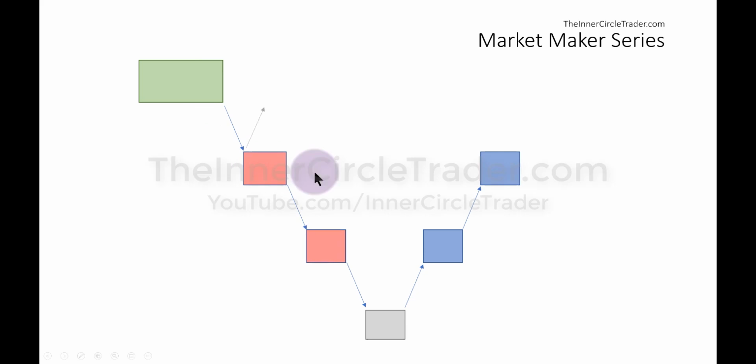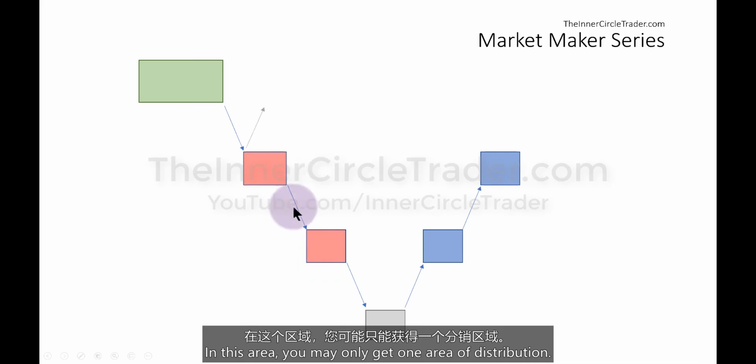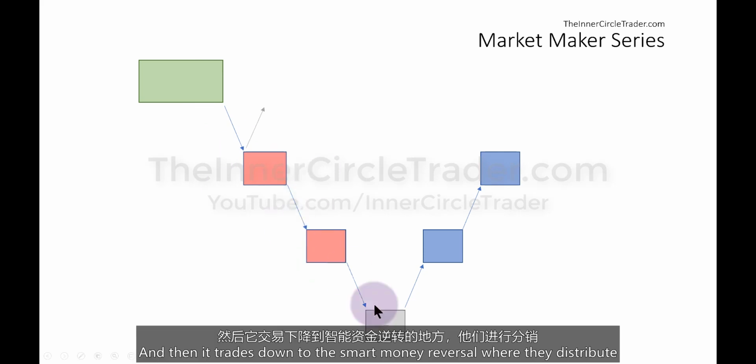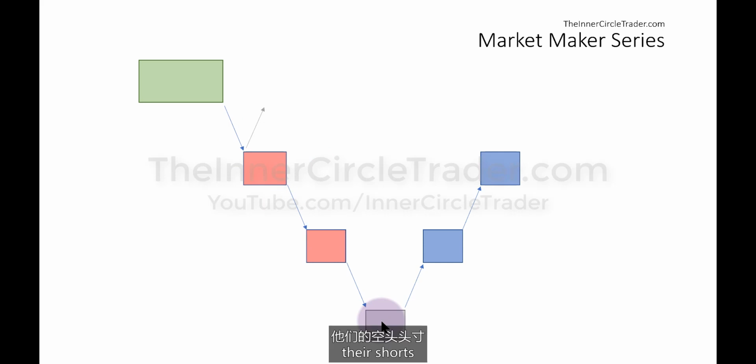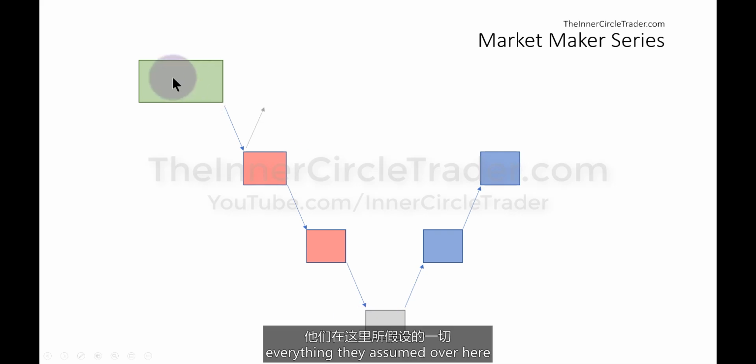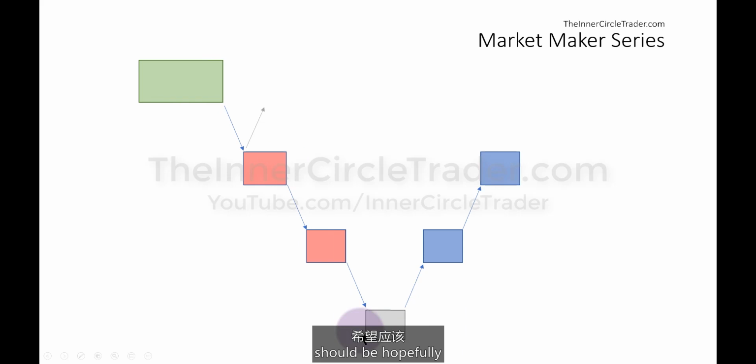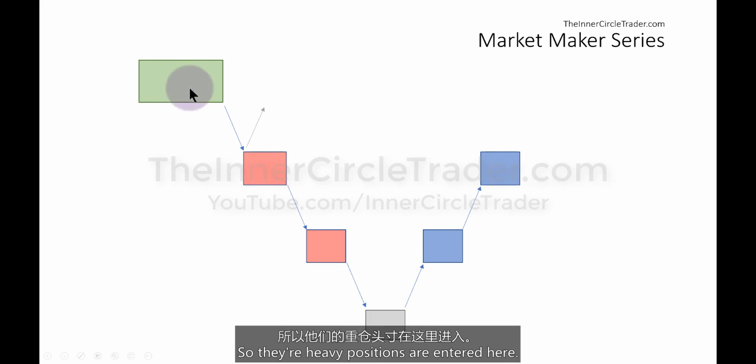accumulate more shorts. In this area, you may only get one area of distribution, and then it trades down to the smart money reversal, where they distribute their shorts down here. So they're going to buy to sellers at a low price, and everything they assumed over here should hopefully be offloaded here. Some of it here and some of it here.